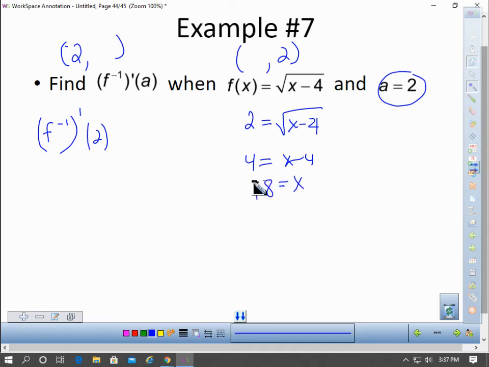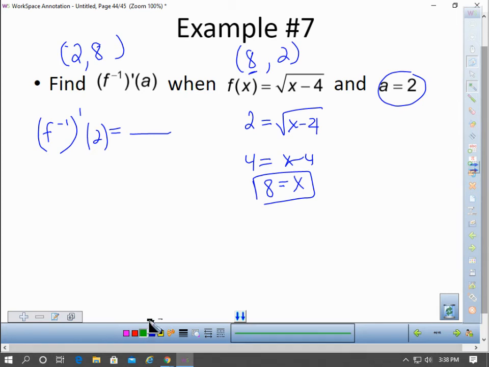I get 8. So when you put an 8 in here, 8 minus 4 is 4. Square root of 4 is 2. So this is 8. So that's the x coordinate here, which means it's the y coordinate over here. Okay. Now, I want to find the slope, which is the derivative of the inverse at 2. But I don't know the function, and I don't want to take the time to find the inverse function. But I'm just going to use the function I'm given. Now that I know the mirror point is (8, 2), I'm going to find the derivative of this function and evaluate it at 8. Then I'm going to take that answer and just do the reciprocal.